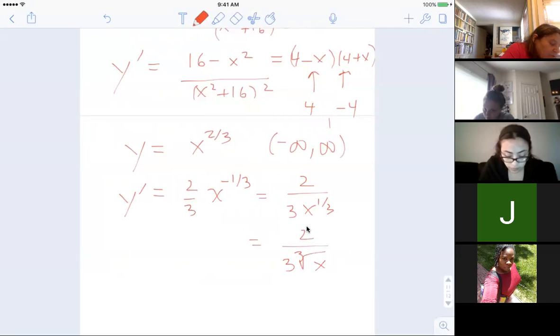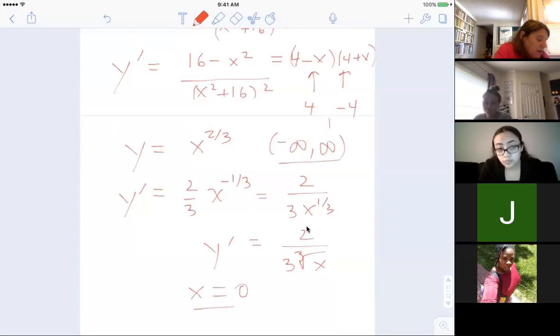Now, critical numbers can happen in one of two places. They can happen when the numerator is 0, or they can happen when the denominator is 0, assuming the function exists where the denominator is 0. For this function, there is a critical number of 0 here. However, it's only a critical number because the derivative doesn't exist there. The function does exist there.